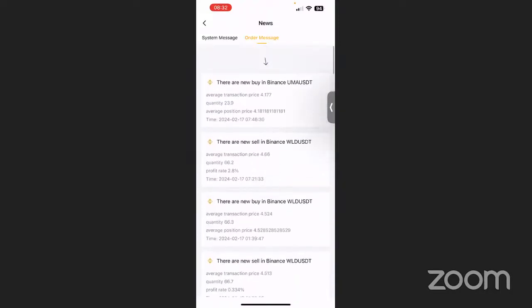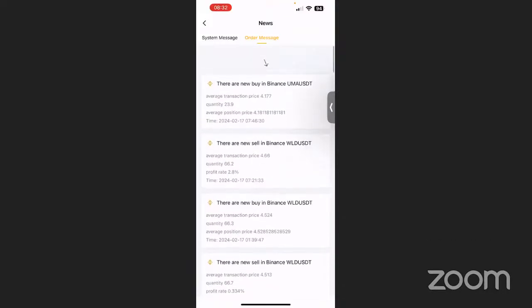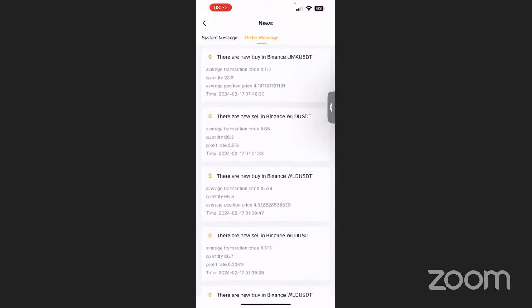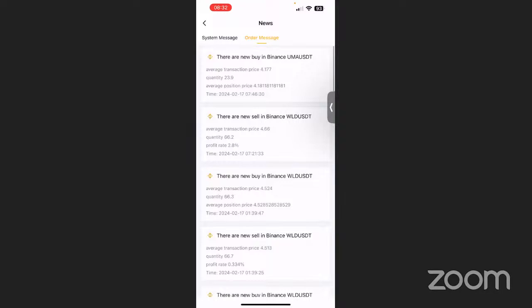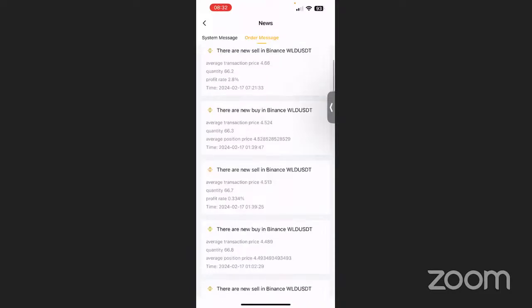If the robot bought it automatically for you and sold it too, it's also displayed under order message. The iPhone users actually get their new messages from the top, but for the Android users, it comes from below. So don't go and be scrolling it anyhow, then you'll be like, I didn't see message for today. Okay, take note, the date and the time are also recorded, and also the profit rate.